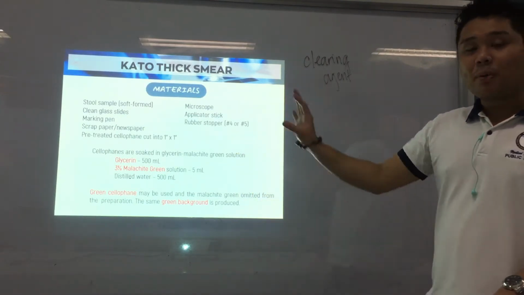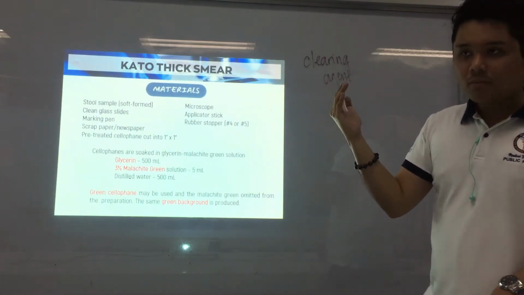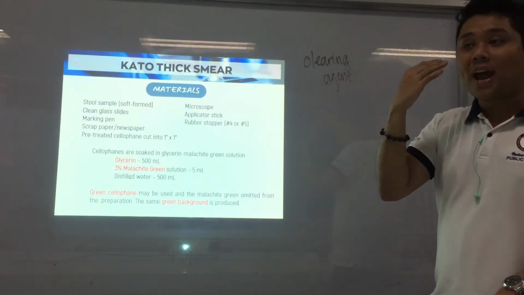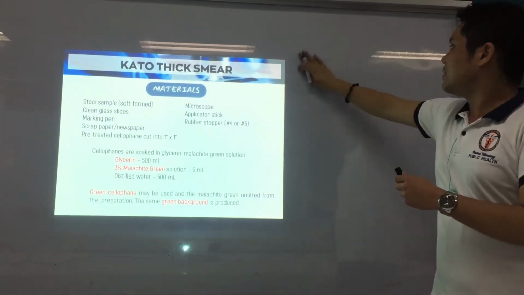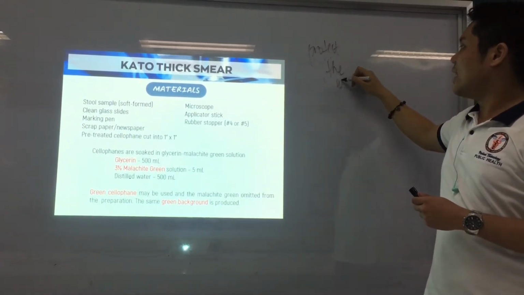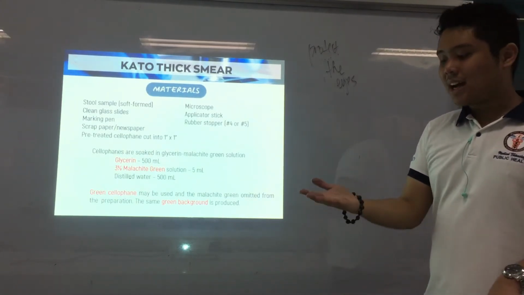Now, the purpose of 3% malachite green is just to give a green background. There's a green background in your microscopic field to aid, or to protect your eyes from the brightness of the microscope, alright? That's the purpose of your malachite green solution.